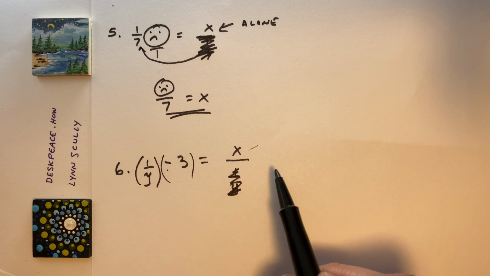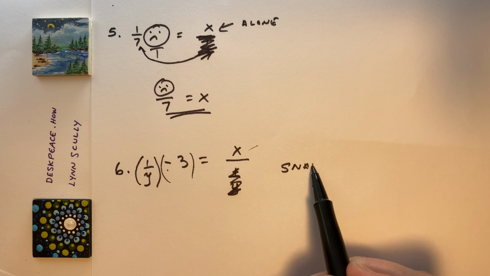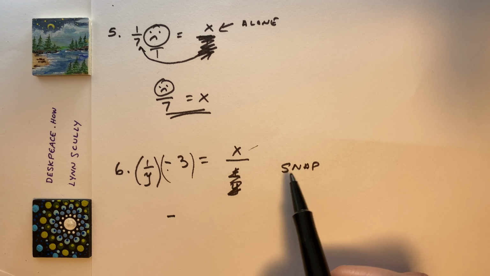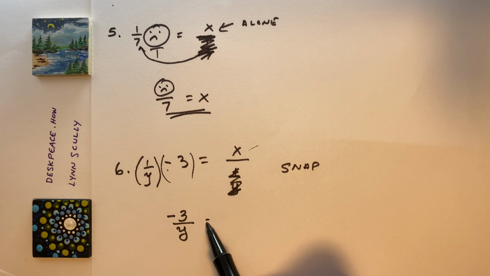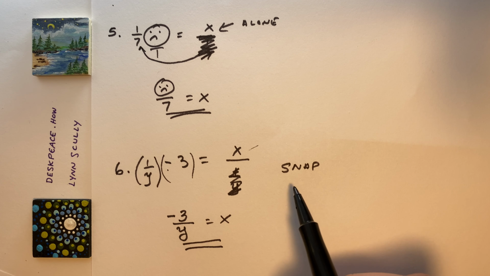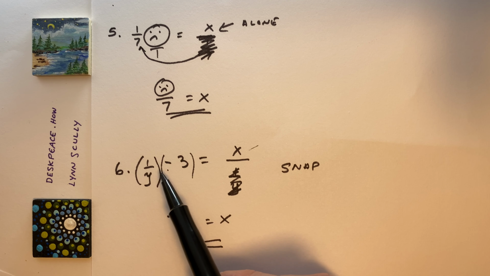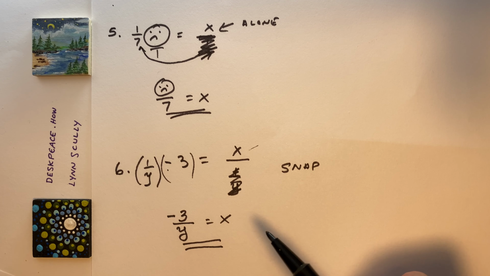So now, that's why we do SNAP. First we do the sign, it's negative. Then we do the number, 3 times 1 is 3. All over, then the letter, y equals x. That's why we do it in that order, so our negative sign doesn't look like a minus sign.